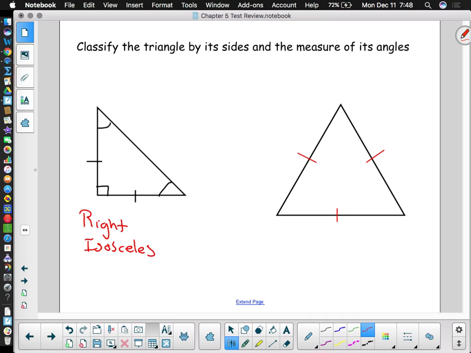Isosceles. That's how I say it, to remember how to spell it. Okay? How about this triangle? It is equilateral. What else is it?